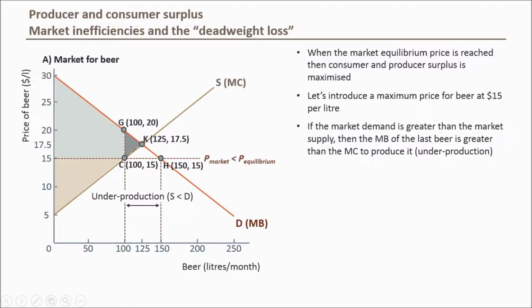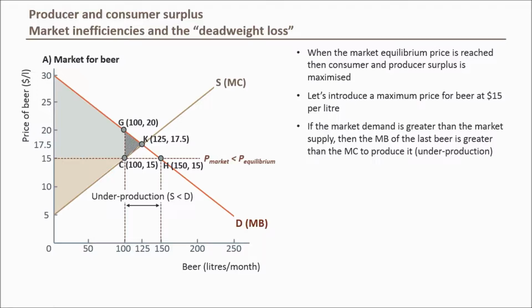This means producers could produce more beer profitably because the marginal cost to do so is less than the marginal benefit. Remember, efficiency is achieved when marginal benefit equals marginal cost, and only at that allocation will consumers and producers have no incentive to produce or consume more or less.